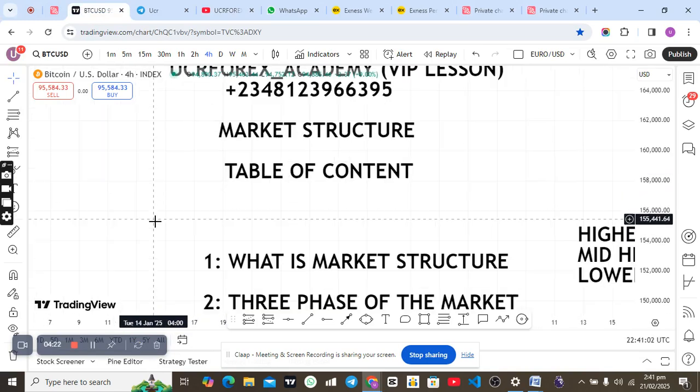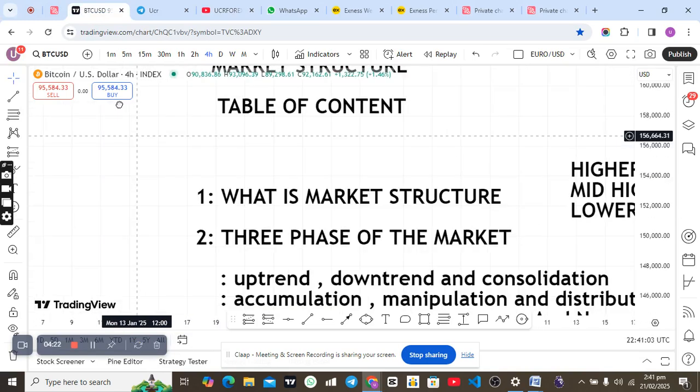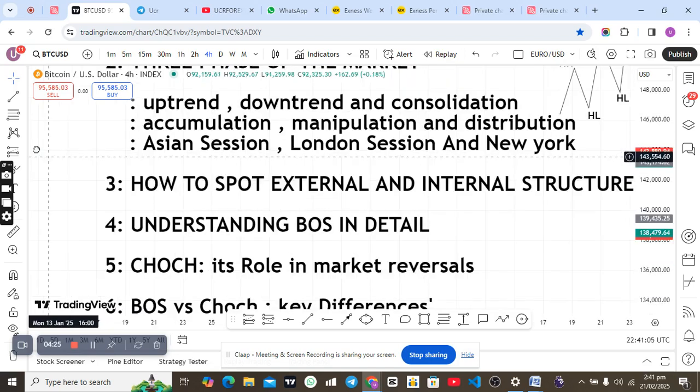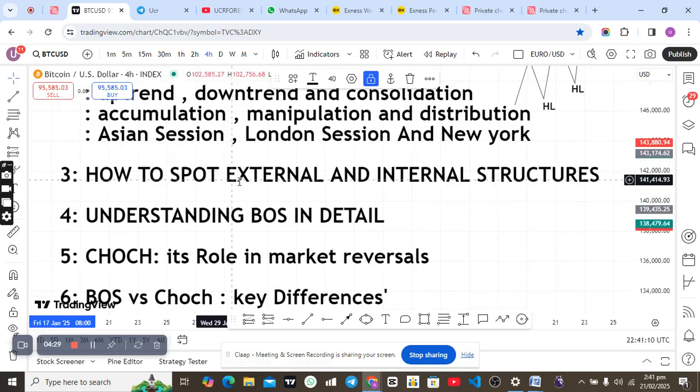So now, what do we mean by how to spot internal and external structure? When you hear the words external and internal, external is something that is outside, while internal is something that is inside. So by definition, external structure represents the overall trend of the market, and it's always visible on a higher time frame.